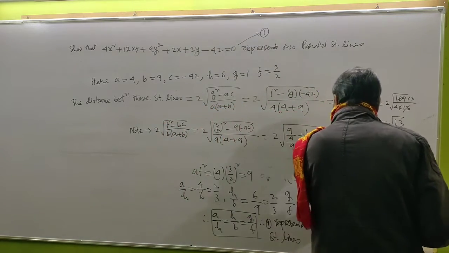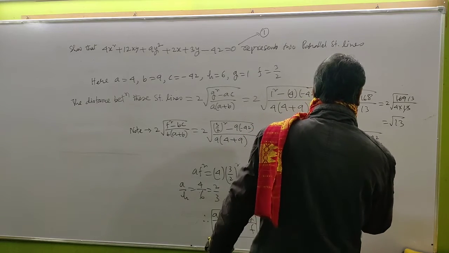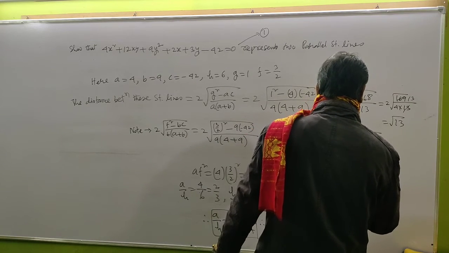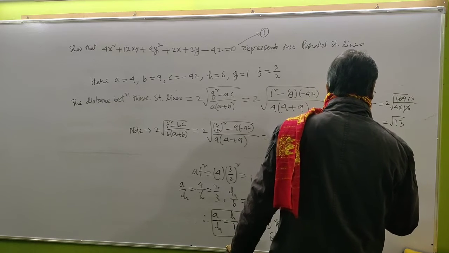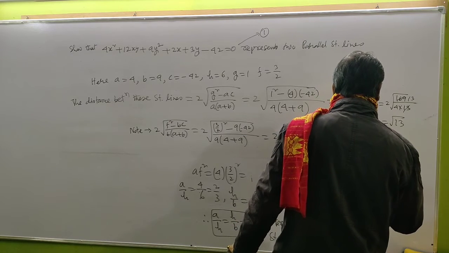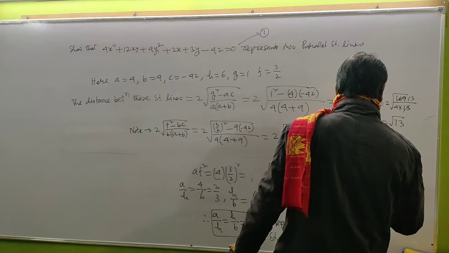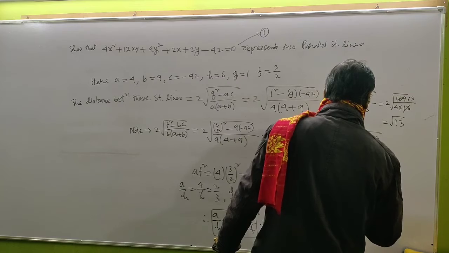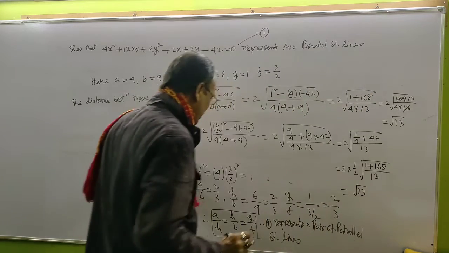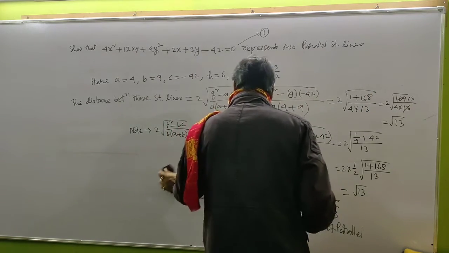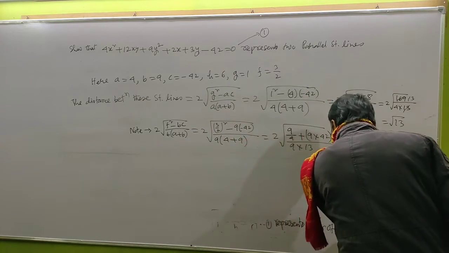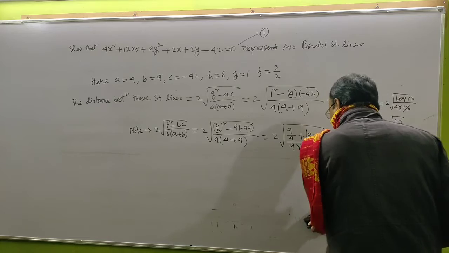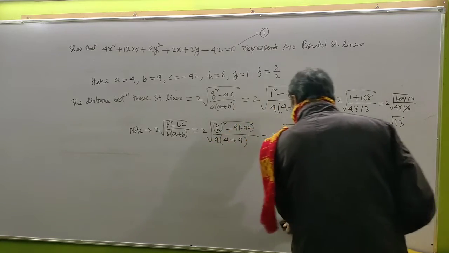This is equal to 2 into 1 by 2 into root of (1 plus 168 divided by 13), which is root of 13. In this way also, you may find the distance between these two parallel straight lines.